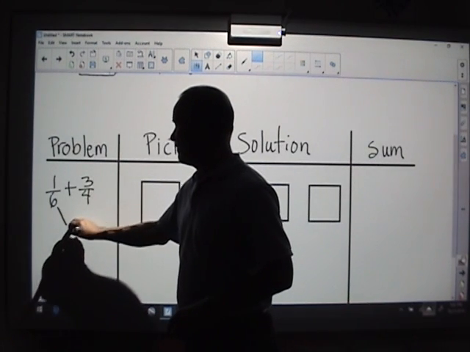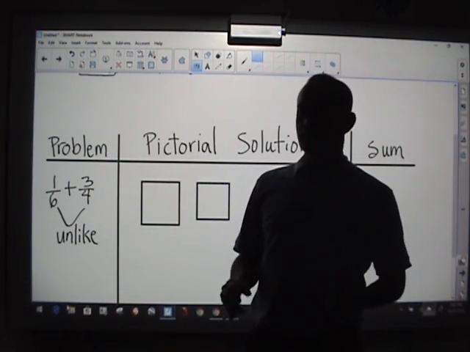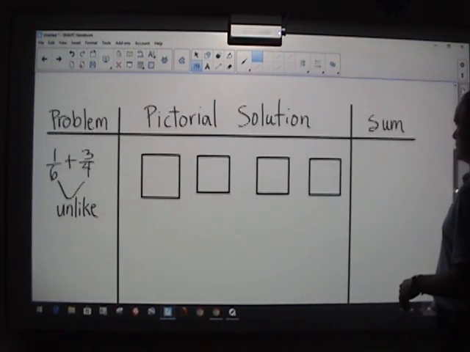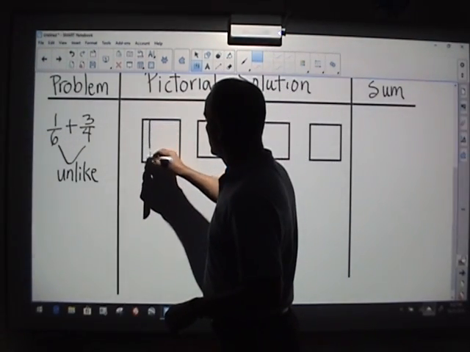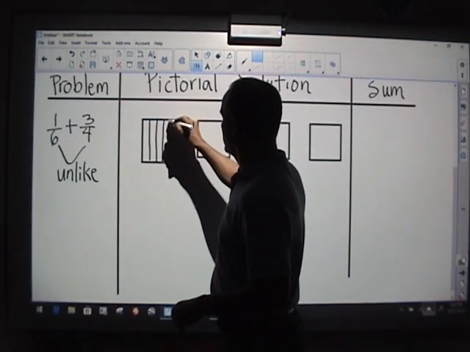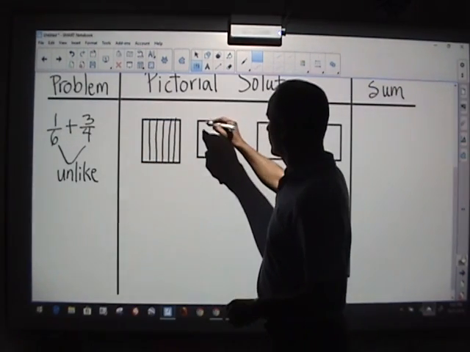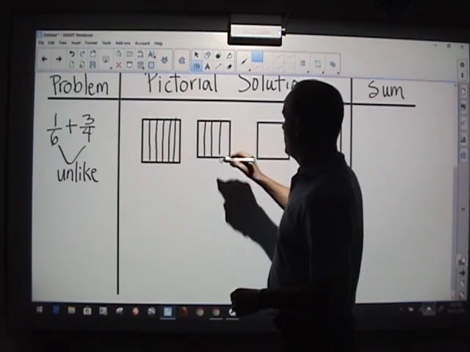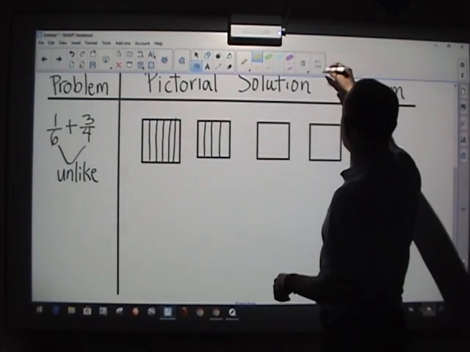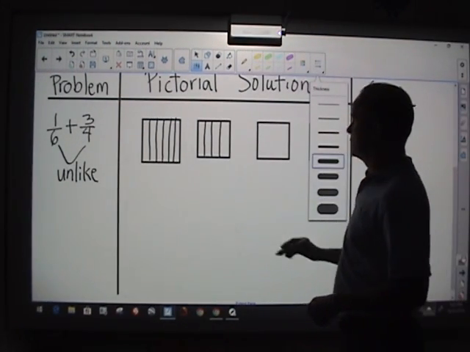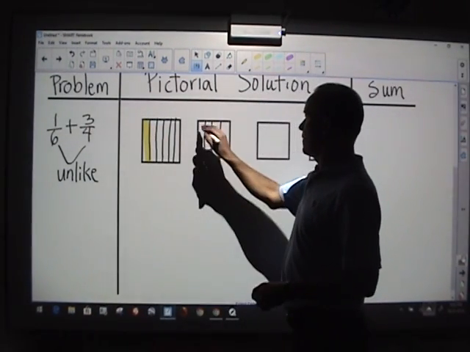As you can see, because we have unlike denominators, we have to make them like so we are able to add them up. And our first step is to represent the fractions. So that one is 1/6, so we're going to divide this in 6 parts. 1, 2, 3, 4, 5. So there's 6 parts. The second one is 4 parts. 1, 2, 3. Now we're going to highlight so we can represent them accurately. And let me just make this a little thinner. So now this is going to be 1/6. So here's 1/6. And that one is going to be 3/4.